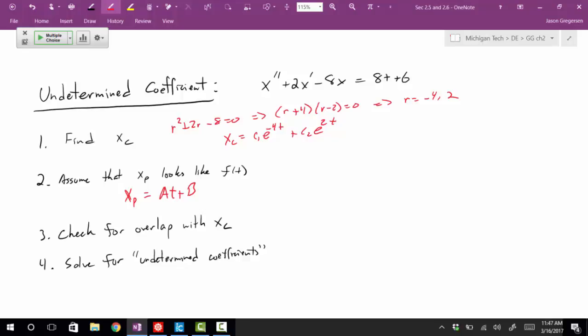How do I find out what K1 and K2 were? How do I figure out what r was for my complementary solution? I assumed my solution was going to be e to the rt. How do I find the right values of r? Took the derivatives, plugged it into the differential equation. How do I find K1 and K2? Took the derivatives, plugged them into the differential equation. Same thing here. Go ahead and take the derivative of xp. Take the second derivative of xp. Plug it into the differential equation. Go ahead and do that for real. Let's see if you can solve for A and B.